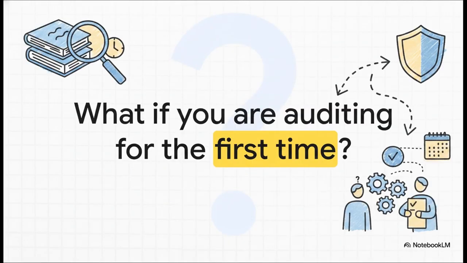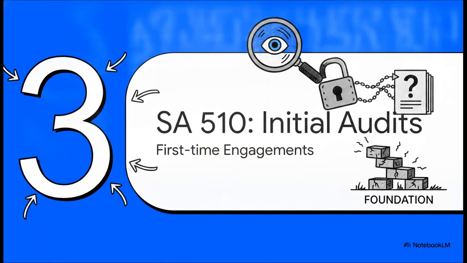Now, external confirmations are fantastic when you're checking the current year's activity. But what if you're stepping into the shoes of a new auditor? What if you are auditing this entity for the very first time and you're forced to rely on numbers you didn't even audit last year? Section 3, SA 510, Initial Audit Engagements.